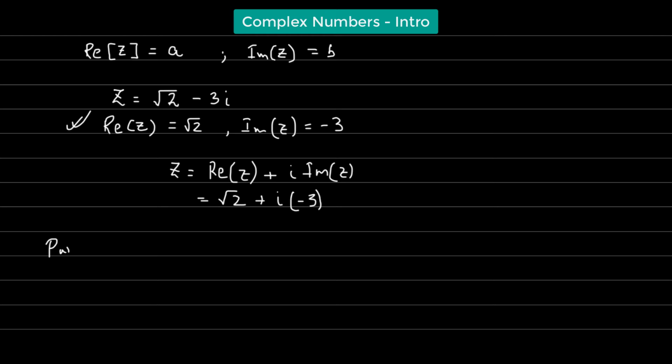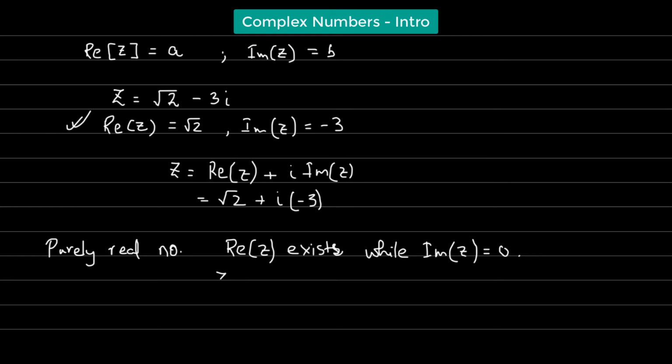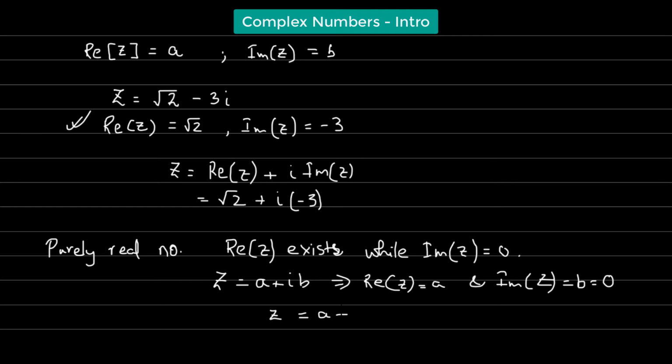We can have purely real numbers. Purely real numbers would mean that the real part of Z exists while the imaginary part of the complex number Z is equal to 0. So if we have Z equals a plus ib, where the real part of Z is a and the imaginary part of Z is b, and if its value is equal to 0, then we'll have Z equals a plus I times 0, which will simply give us a, which is a real number.